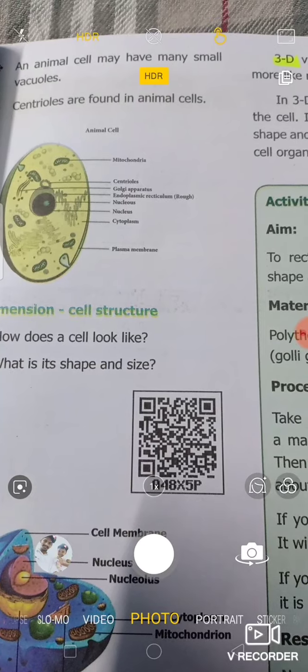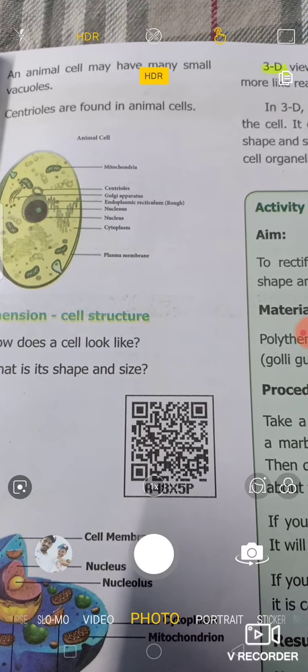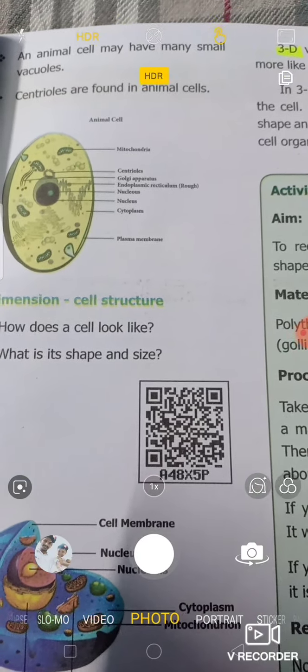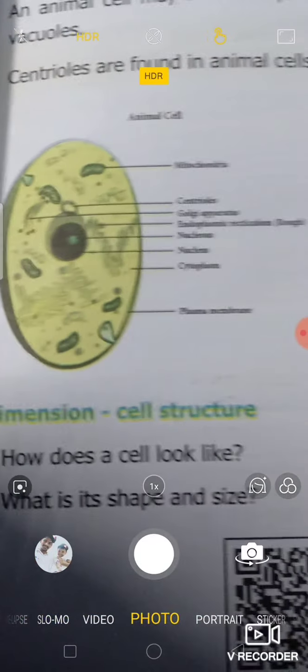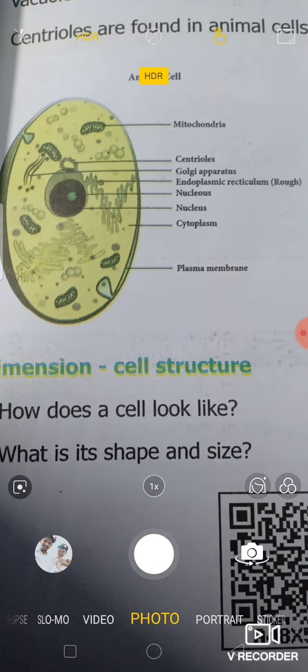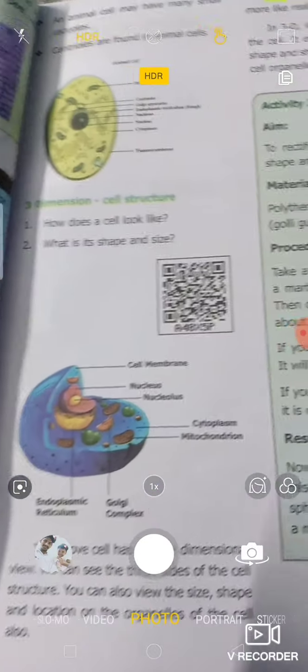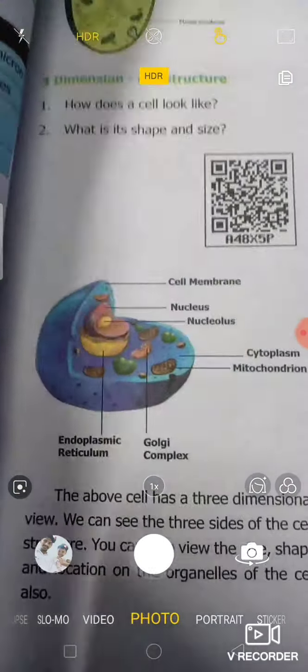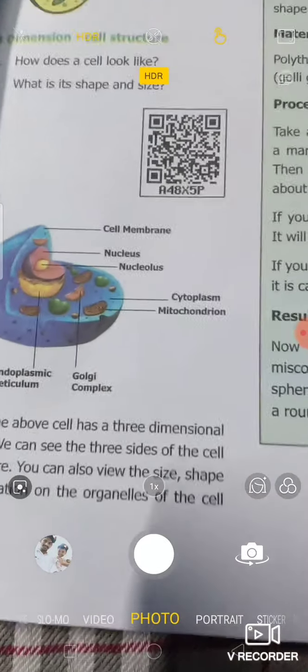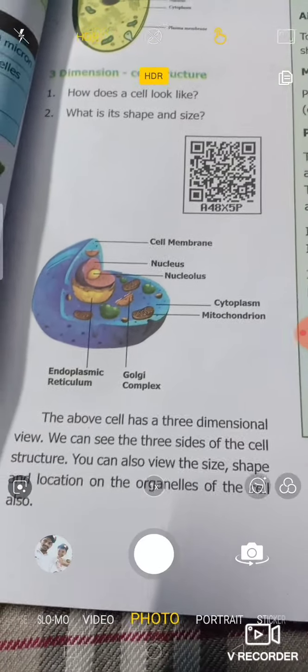An animal cell may have many small vacuoles. Centrioles are found in animal cells. So this is animal cells. You can see centrioles here, which is absent in plant cell. Three-dimensional cell structure has been given in your book.